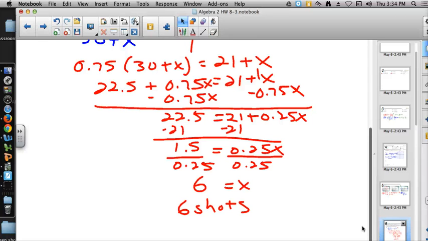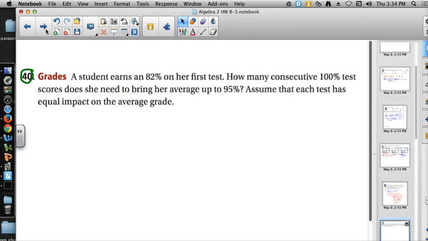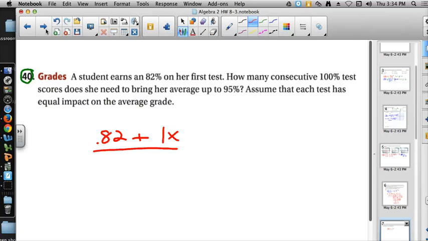I think I have another word problem. A student earns an 82% on her first test. How many consecutive 100% test scores does she need to bring her average up to 95%? All right, so easiest way I think to do this one is just to say, I know 82% is 0.82 rather than thinking of it as 82/100ths. And she's going to have to add some test scores. Now the thing is, we'd want to know the percentage on those test scores, and we do. That's 1. So it's really plus 1x.